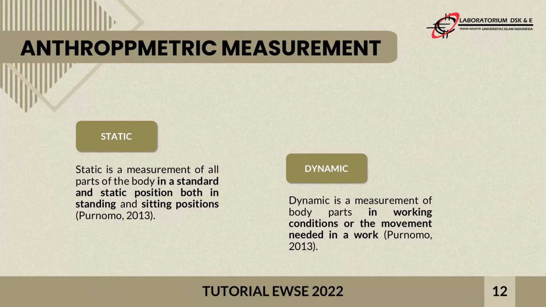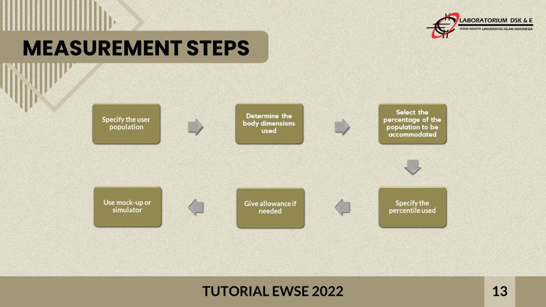Next, we talk about anthropometric measurement. Anthropometric measurement is divided into two, namely static and dynamic. Static is a measurement when the position is standard and stationary, and dynamic is measurement when we are in a working or moving position.